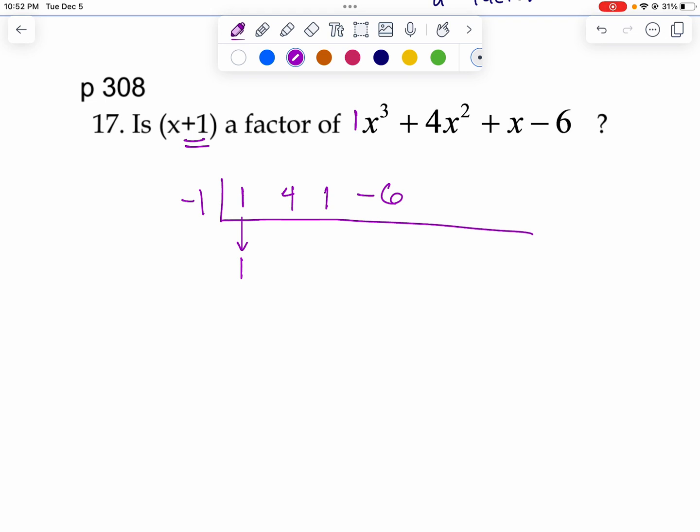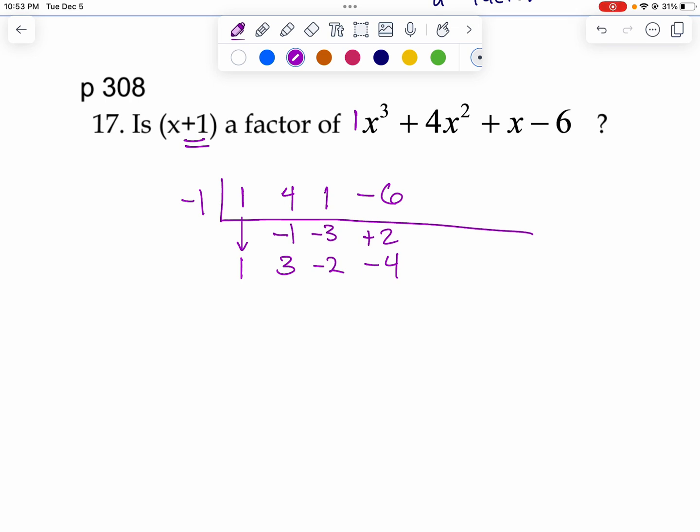Multiply negative 1 times 1. Add these two things together. 4 minus 1 is 3. Multiply 3 times negative 1, which is negative 3. Add 1 and negative 3 to get negative 2. Multiply negative 2 times negative 1 to get a positive 2, and add these together to get a 4.